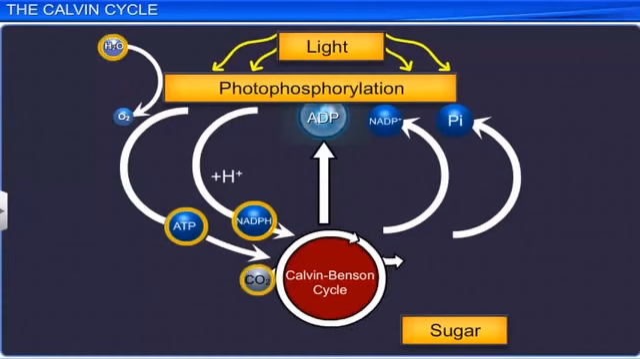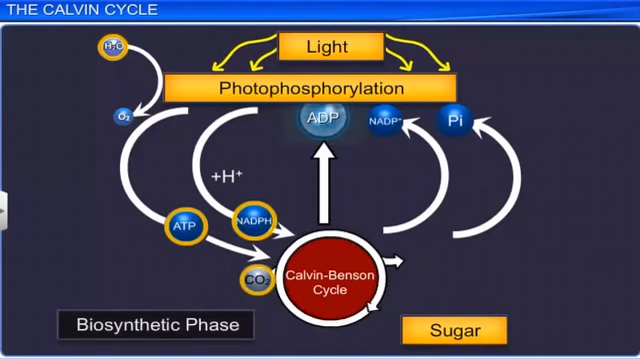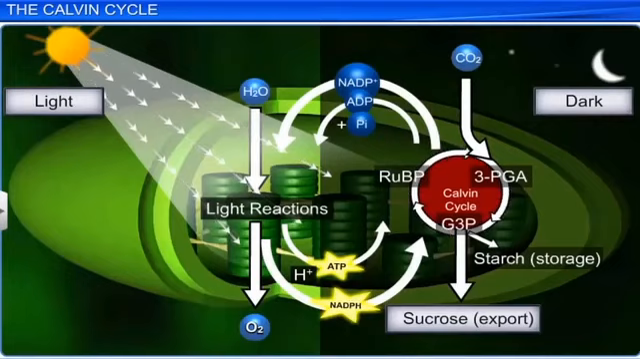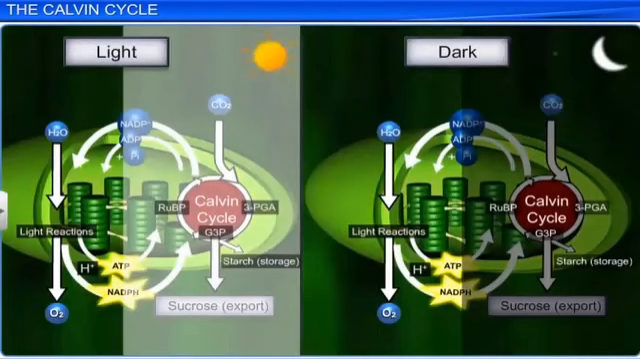This phase is called the biosynthetic phase, as it involves the production of food. It is also called dark reaction. Dark reaction takes place in the stroma of chloroplast and is not dependent on light. Dark reaction, as its name suggests, does not necessarily take place in the dark, but takes place both in light and dark, until the products of light reaction, ATP and NADPH, are exhausted.